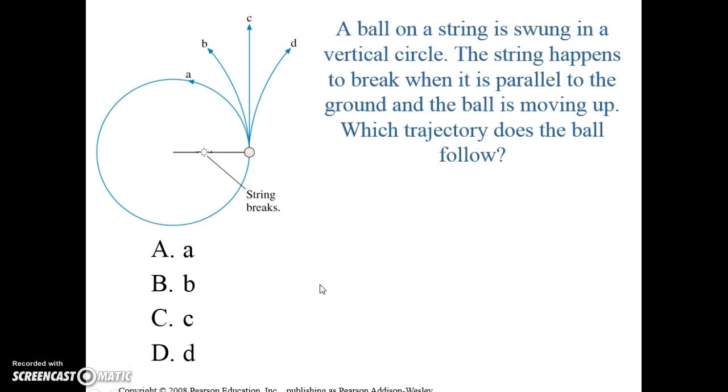Objects don't like to move in a circle. They will go in a straight line if they can. So here's a question. A ball on a string is swung in a vertical circle. The string happens to break when it's parallel to the ground and moving up. So the ball is moving this way. What trajectory does the ball follow? The only thing keeping it moving in a circle is the string, and so it will go straight. So C is the correct answer here.